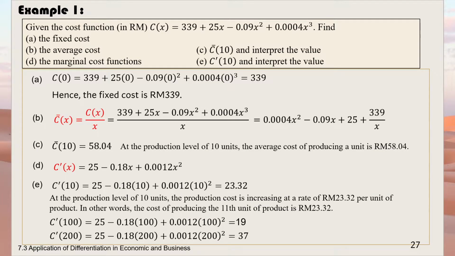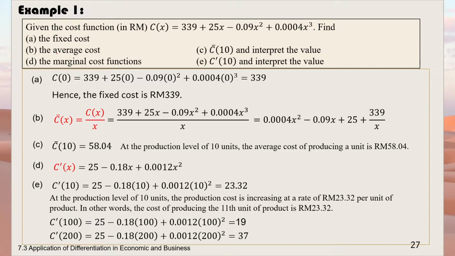Given the cost function in RM, C(x) equals 339 plus 25x minus this one. Find the fixed cost. The fixed cost means that you didn't produce anything, so we're going to have C(0). You substitute 0 inside here, you get C(0) = 339, so your fixed cost is 339.